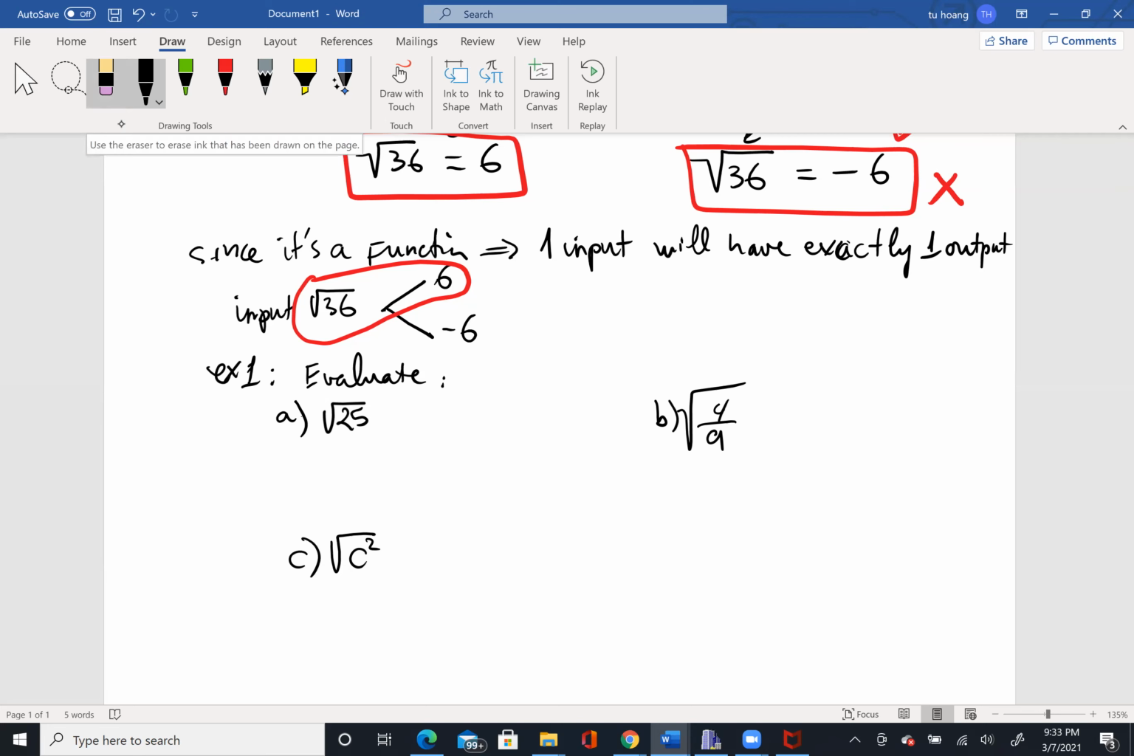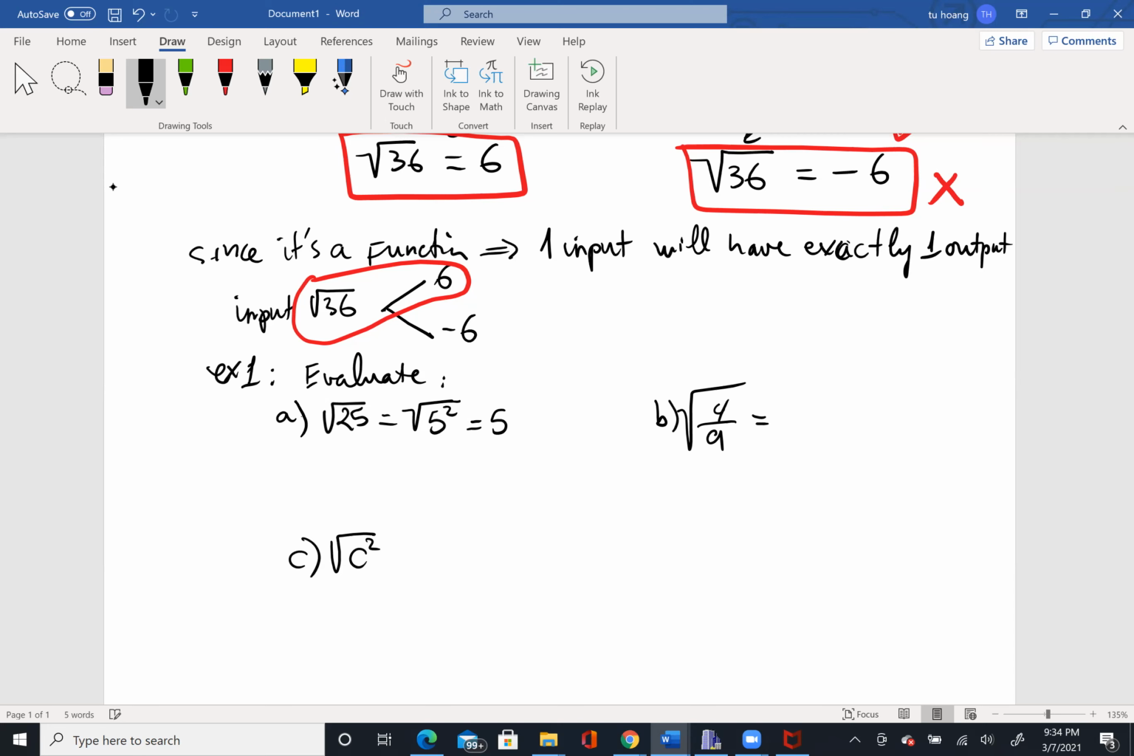So let's start with example A. I can right away know that square root of 25 will be equal to 5. Because square root of 25 can become square root of 5 squared, right? You know that, and then you can cancel the square from the square root and get only 5. Okay.